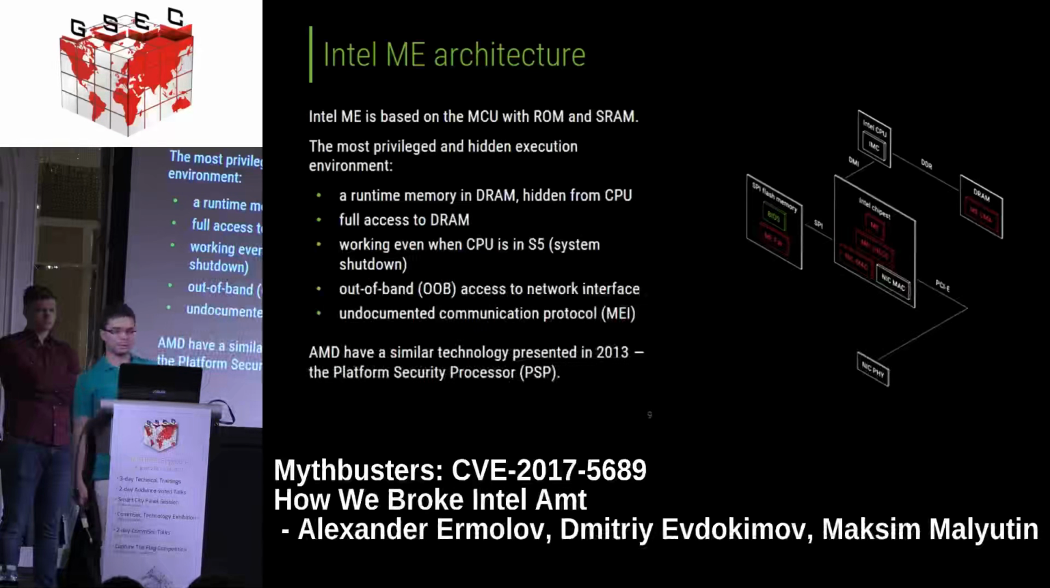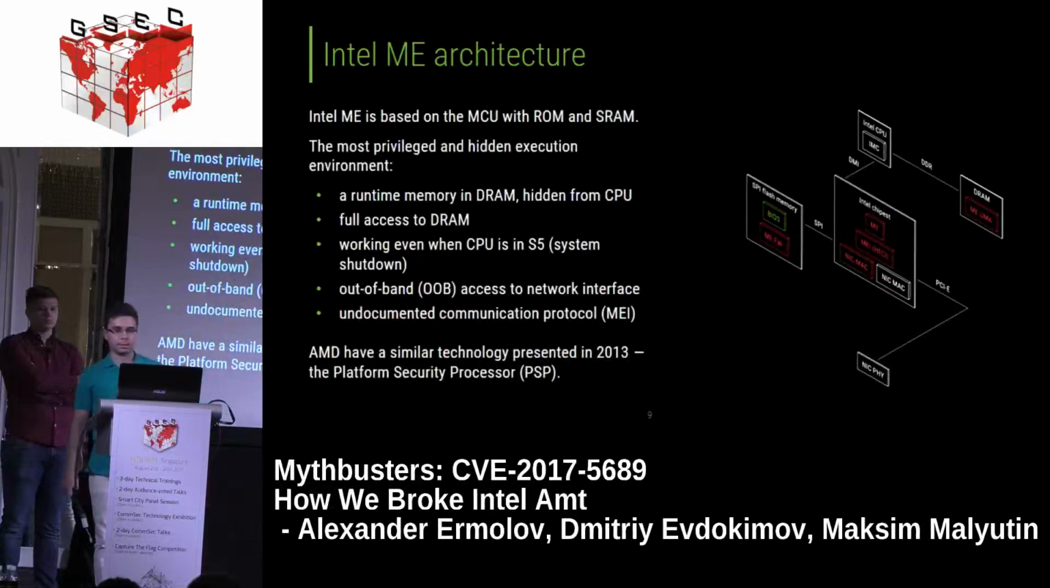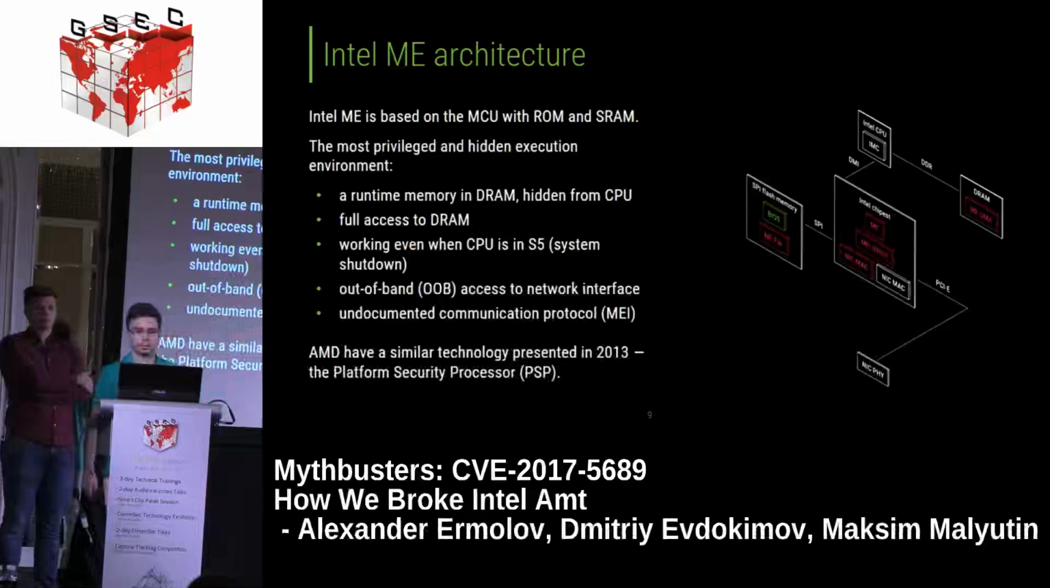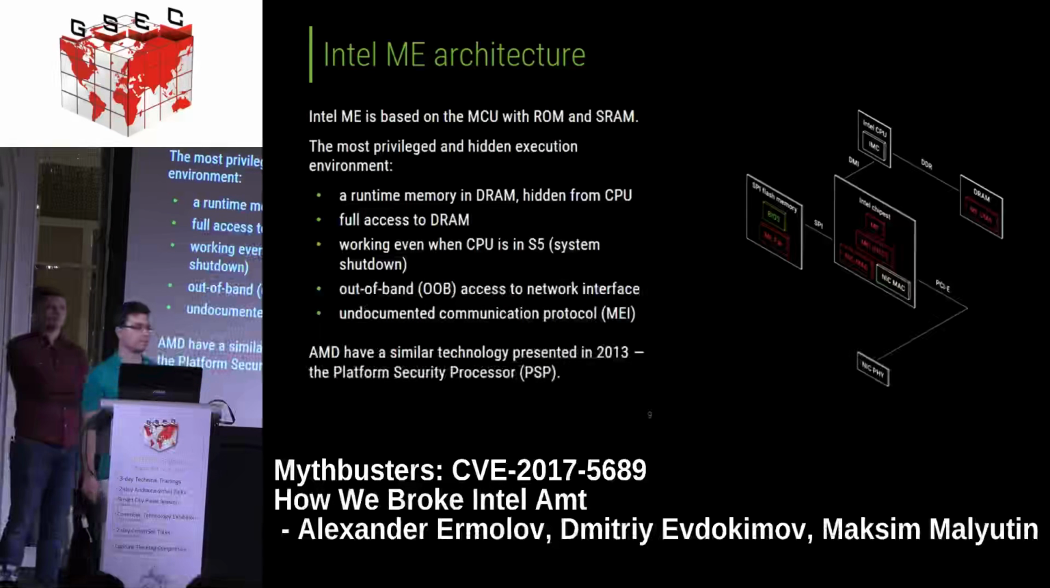This subsystem is generally thought of as the most privileged and hidden execution environment, and there are a few reasons for that. For one, the UMA memory is hidden from the CPU. It is not seen in any protection ring. Additionally, it has full access to DRAM and out-of-band access to the network interface. And the funny thing is that the management engine still works even if your computer is turned off but plugged into an outlet.